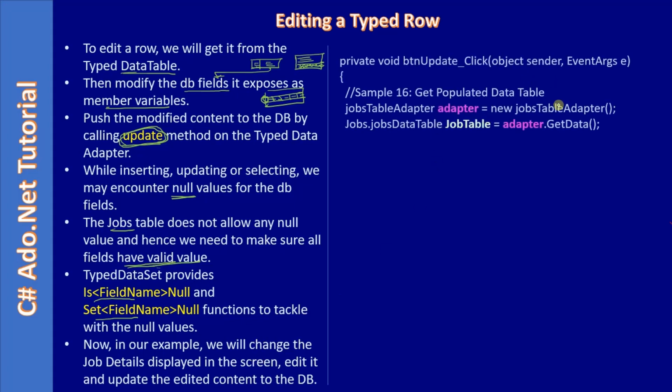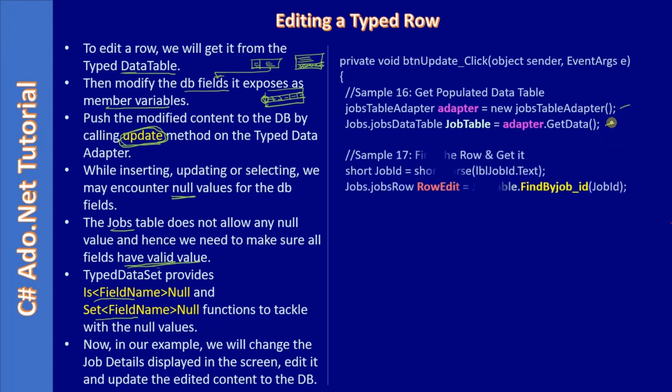If you see here, as usual, we are getting the table adapter, then filling the data table. After that, we get the job ID from our UI field, right? Because clicking the job ID populated our field. So now we are getting the field name from our form and we got the job ID now.